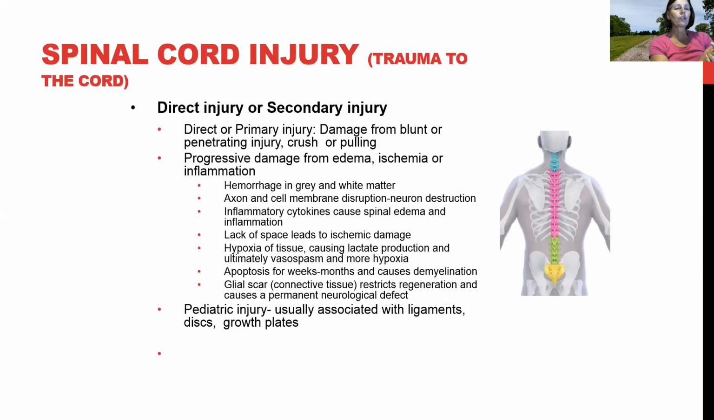The secondary injury comes from the process of inflammation that starts immediately after the injury. Anytime there is a traumatic injury, there is hemorrhage, because a blood cell disruption is going to happen. You're going to have blood enter the white and gray matter in the spinal cord. And because there's a traumatic event, the axons were disrupted. And when the axons are disrupted, that ruins the myelin sheath and it disrupts the nerve function and can actually damage and kill the nerve.